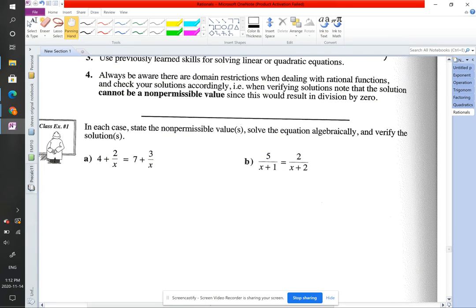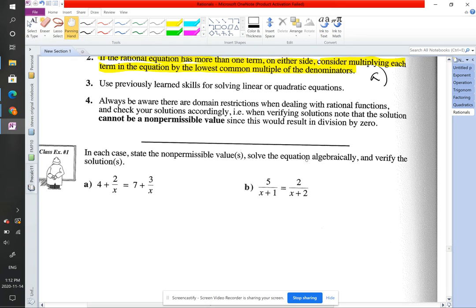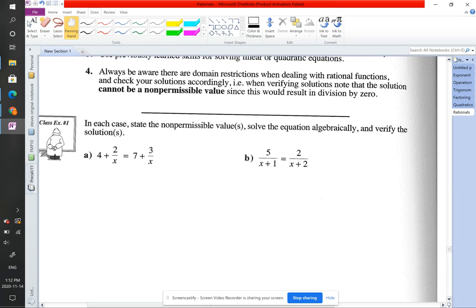So let's just jump into some examples here. The first one is 4 plus 2 over x is equal to 7 plus 3 over x. If we go back and read this one here, it says if the rational equation has more than one term on either side, which this one does, it's got 2 terms on either side, consider multiplying each term in the equation by the lowest common multiple of the denominators. So in this case, we want to multiply everything by the lowest common denominator. Here we have a denominator of x and a denominator of x.